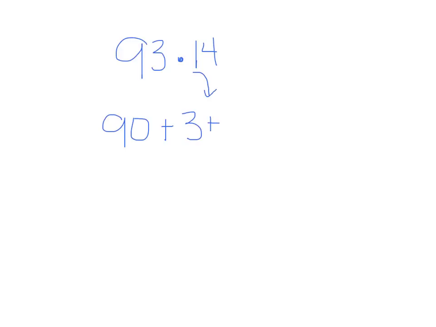So we're just going to write 0.1, and then this one here, the 4, is in the hundredths place. So I'm going to write 0.04.